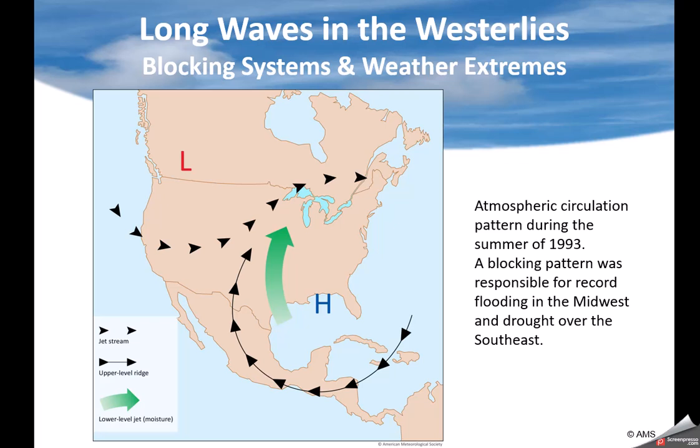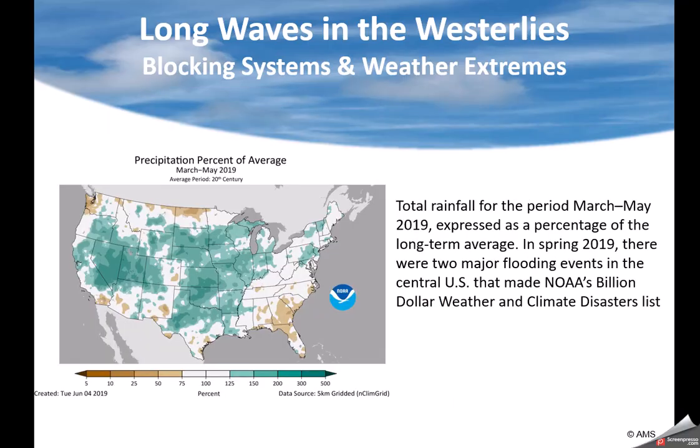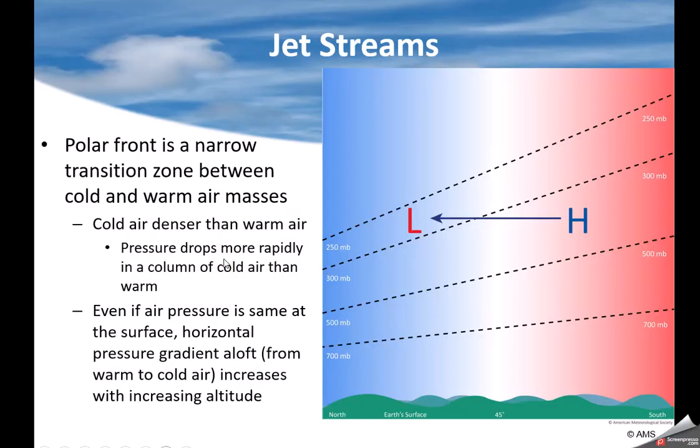So with these blocking patterns, sometimes they set up and cause tremendous amounts of precipitation or very dry weather for a very long time. And you can see here that from March to May of 2019, there was very dry weather along the east and very, very wet, moist weather in the central part of the United States.